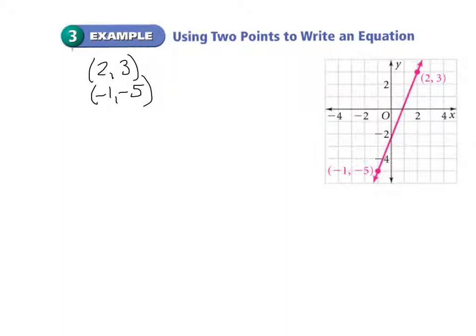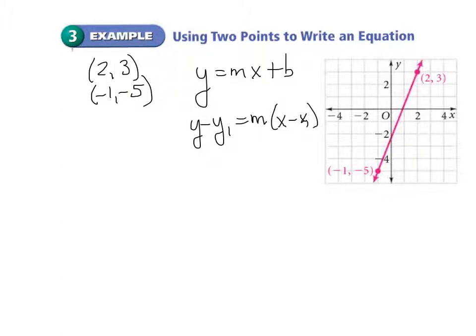Now, I want you first to write it in point-slope form. So, you know what? No. Let's write it in slope-intercept form. I want you to write the equation in slope-intercept form. Y equals mx plus b. Now, the first thing I want you to know is this. Just because it says to write it in slope-intercept form doesn't mean you have to use slope-intercept form. You can use point-slope form. So I'm going to show you both ways.